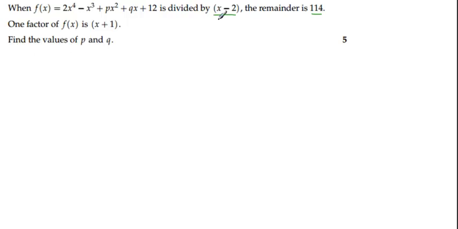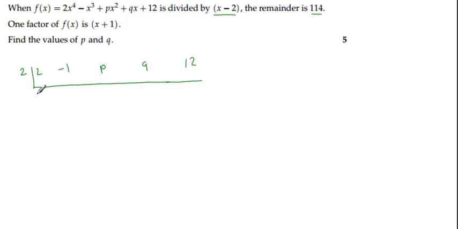Okay, so firstly, we know when we divide it by x minus 2, so that is setting up a synthetic division with 2 as your divisor, and 2, minus 1, p, q, 12. Give yourself more space here because it can get quite messy. The remainder is 114.